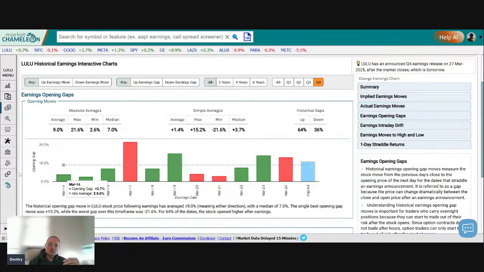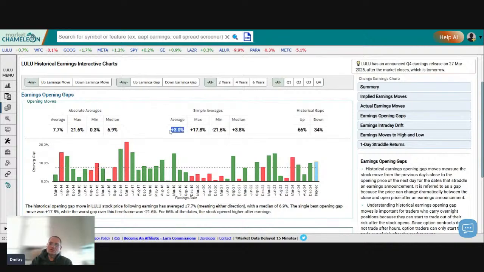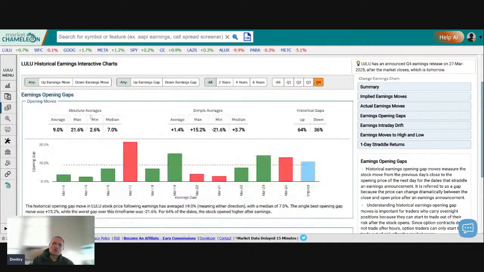So going back to all the years, we see that for the fourth quarter, the average absolute move was 9%, with a maximum of 21.6, min move 2.7, median move of 7%. These are the simple averages. We could see that it still has a slight upward skew of 1.4%, but not as much as all of our data. Right? So you could compare it to all the data. You can see here, all the data shows a little bit larger skew, but the opening gap move is 7.7% versus a fourth quarter of 9%.